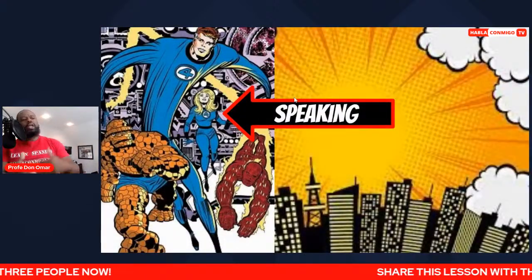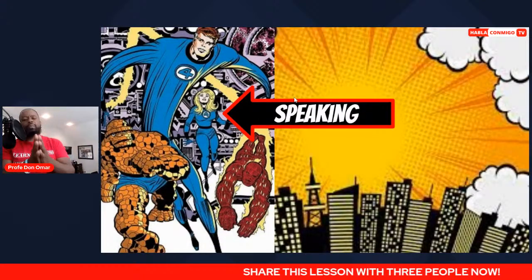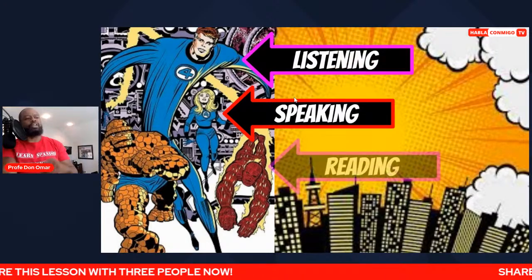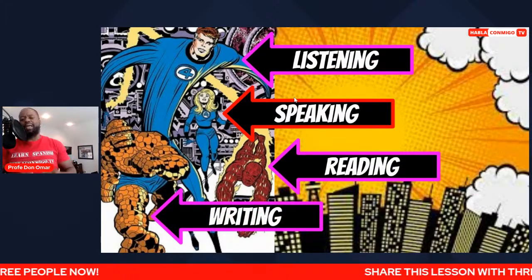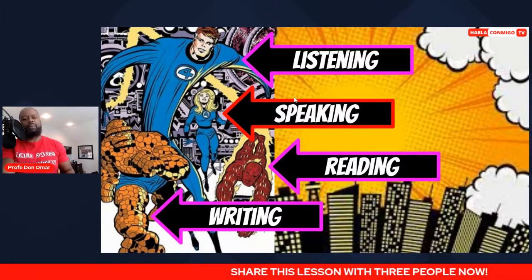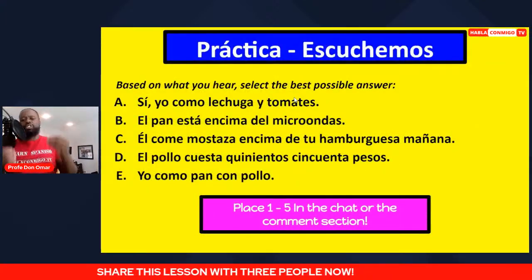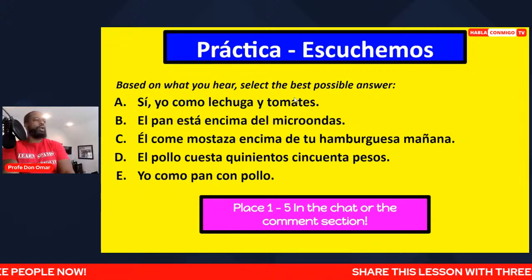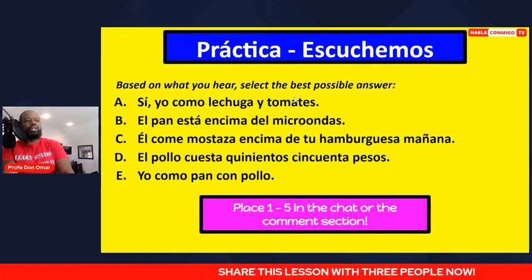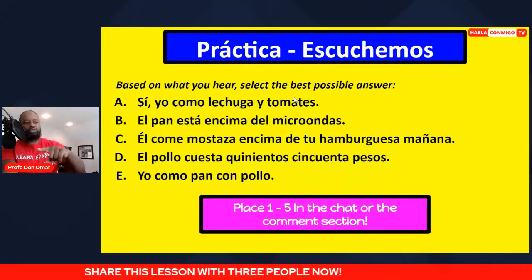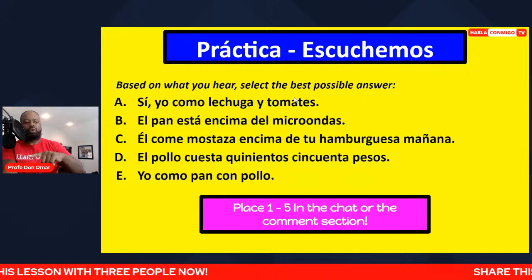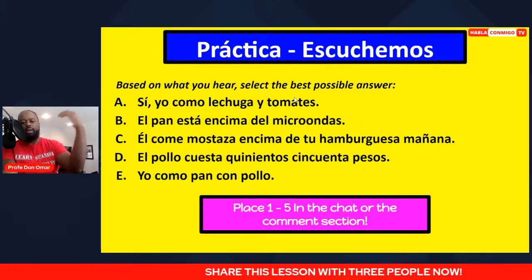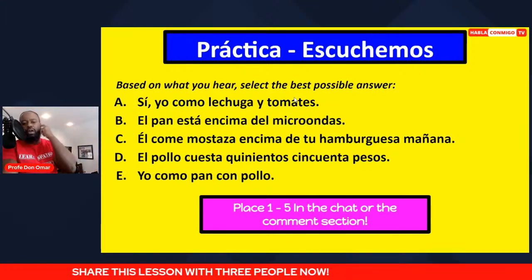Now, we are yet to be working on speaking. We're getting to that, I promise you, ladies and gentlemen. However, remember, there are 4 facets to learning a language: speaking, listening, reading, and writing. The ones highlighted in pink today are the ones we're going to be working on in our practice. Práctica. Escuchemos. Let's listen. Based on what you hear, select the best possible answer and place your answers for 1 through 5 in the chat or in the comment section if you're watching the replay. All you're going to do is simply put number 1 and then the letter that you see here, based on what you hear me read.